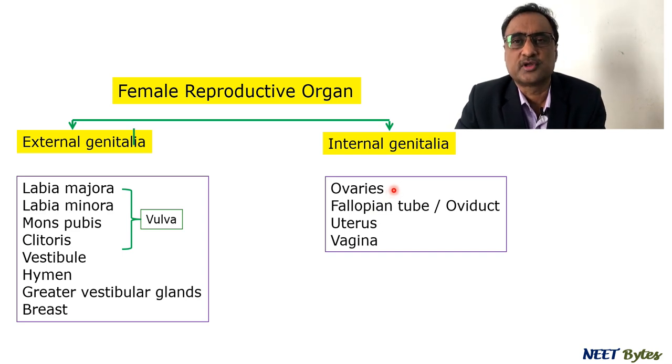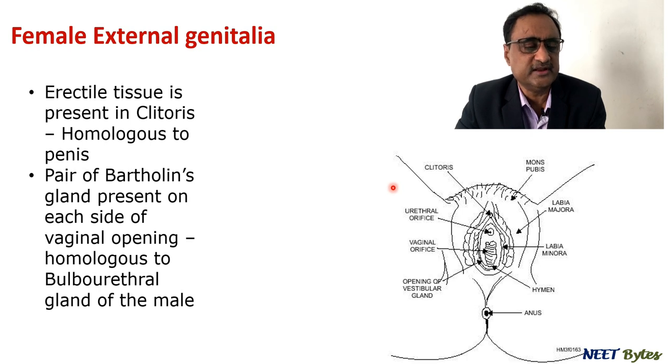So first of all, let's talk about the female external genitalia. There is an erectile tissue that is present, and the erectile tissue is known as clitoris. Now clitoris is homologous to the penis of the male. At the same time, there is a pair of Bartholin's glands present over there, right? So you can see in the diagram also. Here you can see the clitoris, and the pair of Bartholin's gland or vestibular gland is present over here, right? So this is homologous to the bulbourethral gland of the male. Many a time this question has been asked. Bartholin's gland is homologous to the bulbourethral gland, and clitoris is homologous to the penis, right?